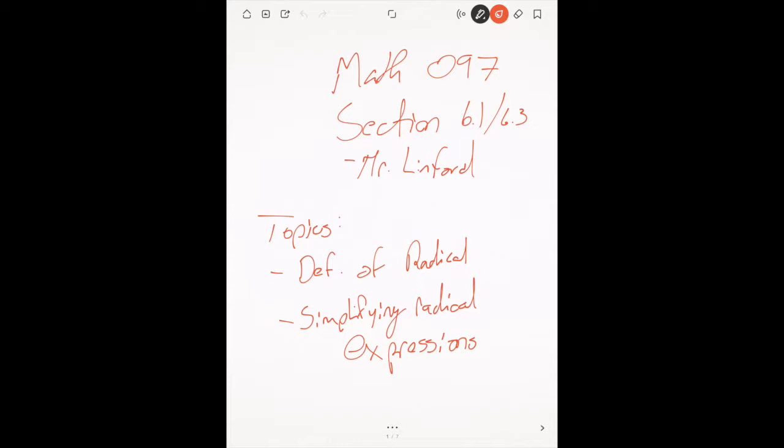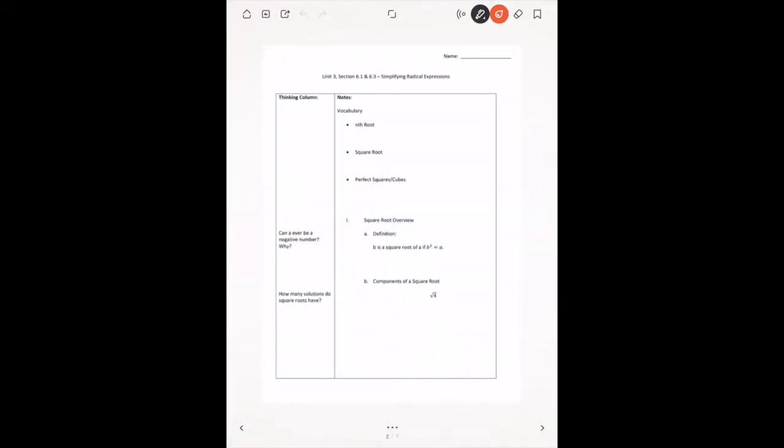This is a talk on section 6.1 and section 6.3 of the text. The topic of today's discussion is going to be the definition of a radical. In particular, we're going to be talking about the definition of square roots, and then we're going to simplify some different radical expressions. We're going to be simplifying some square root expressions together, both number and variable. But first, let's remind ourselves what it means for something to be a square root.